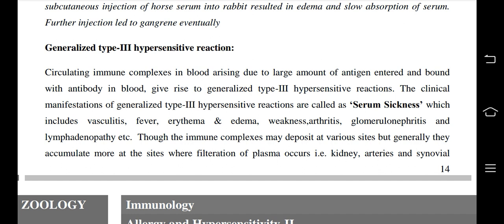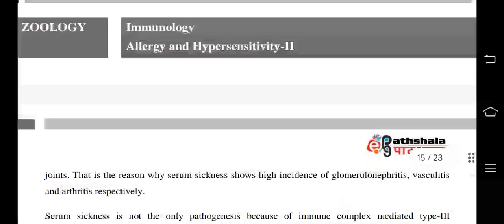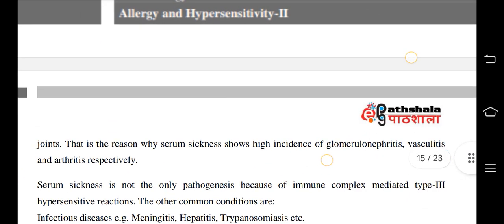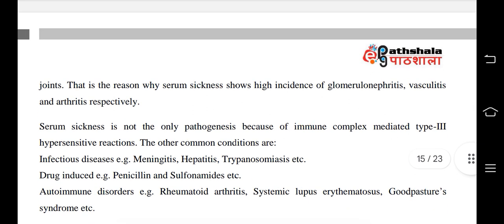Though the immune complexes may deposit at various sites, generally they accumulate more at the sites where filtration of plasma occurs, like kidney, arteries and synovial joints. That is the reason why serum sickness shows high incidence of glomerulonephritis, vasculitis and arthritis. Serum sickness is not the only pathogenesis.